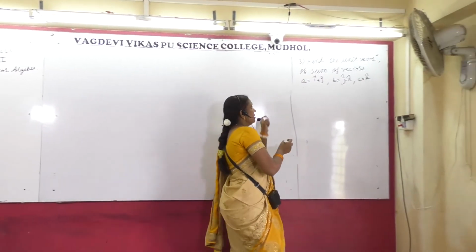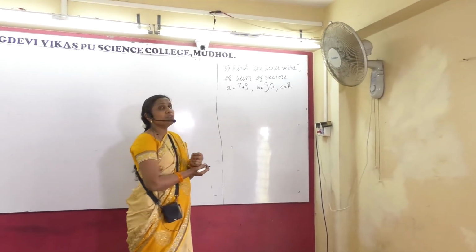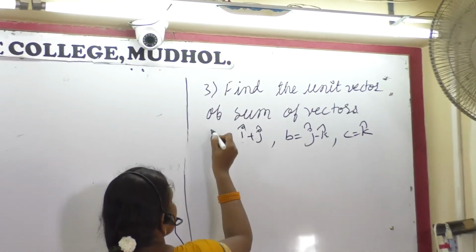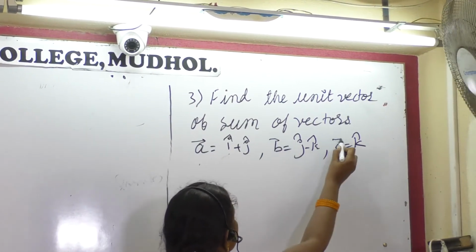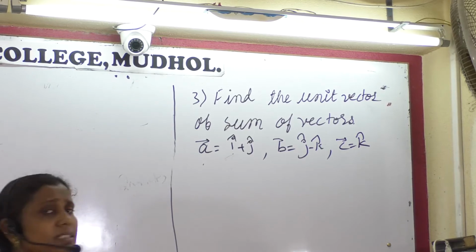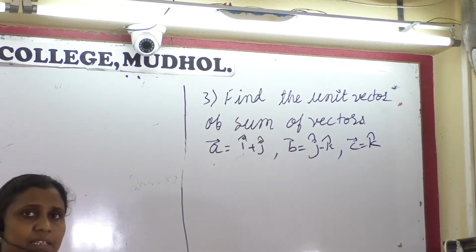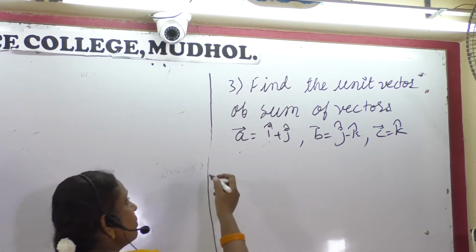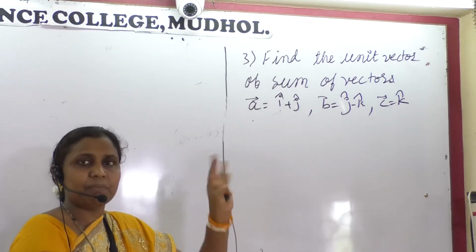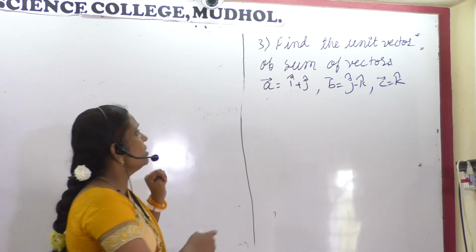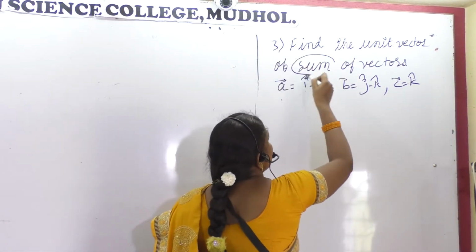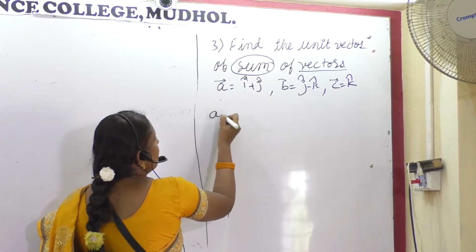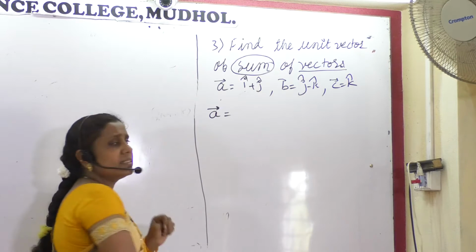Okay, listen students. The next question is to find the unit vector of the sum of the vectors. There are three vectors, vector A, vector B and vector C. So the sum of these three vectors you have to find out first. Next you have to find its unit vector. It is not like finding the unit vector of A separately, B separately, C separately. It is to find the sum of vectors. So first we will be finding the vector sum.